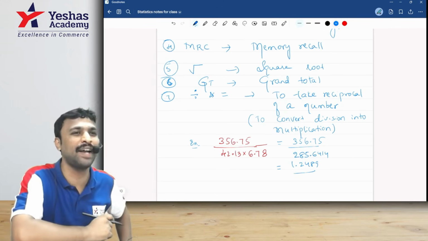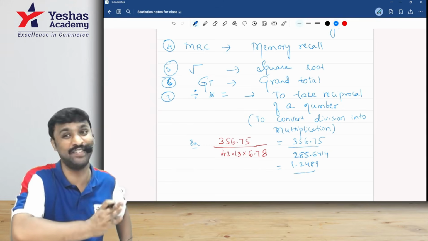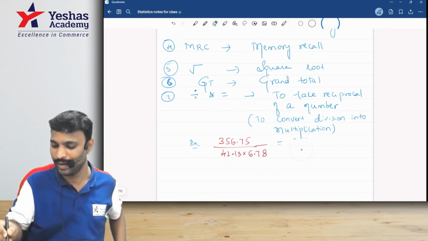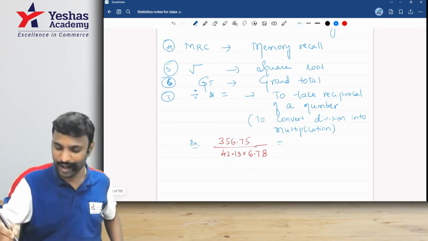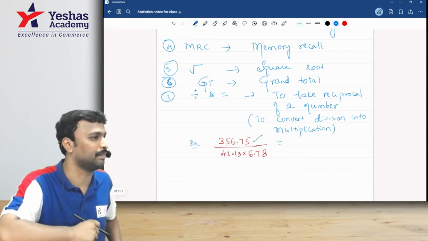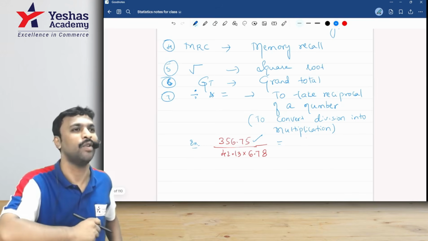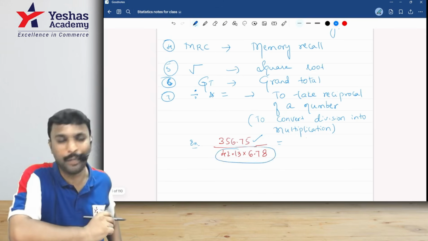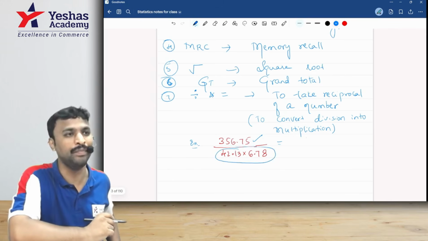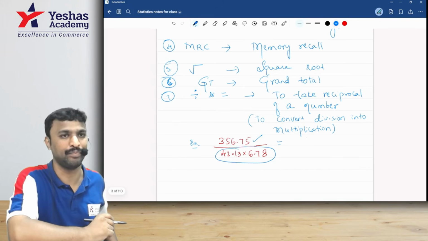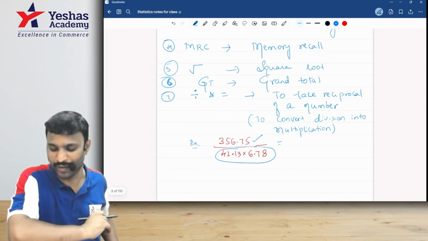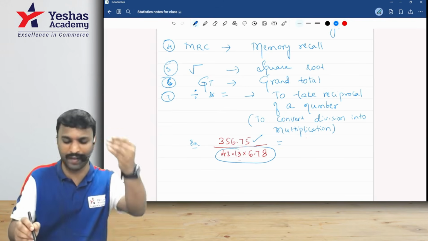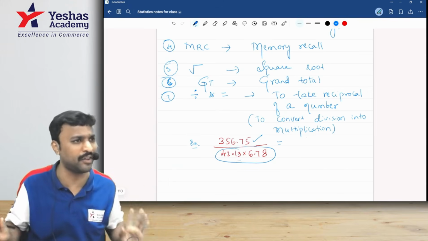That is where the divided by equal to button plays a very important role. Everyone look here. Look at the numerator. It's a single term. What you can do is solve the denominator first. Everybody, 42.13 into 6.78. How much is it? 285 point something. Yes or no? Everyone. So this value needs to be divided into 356.75, right?